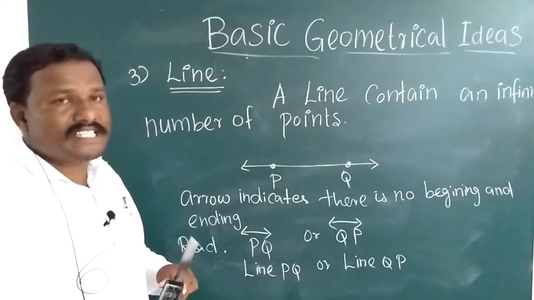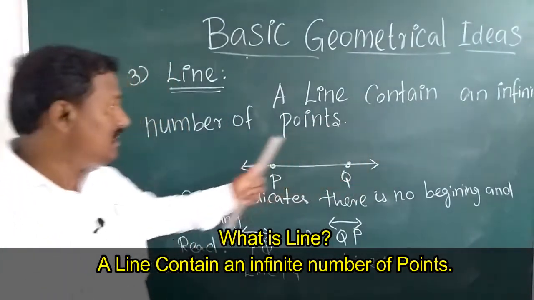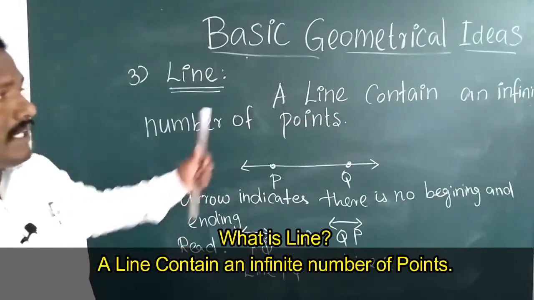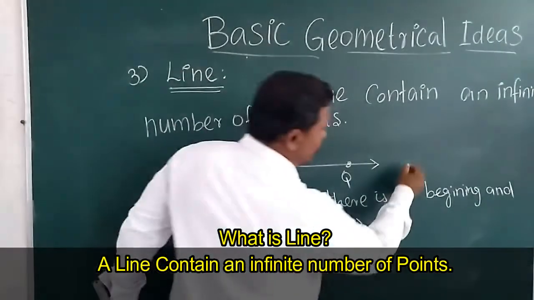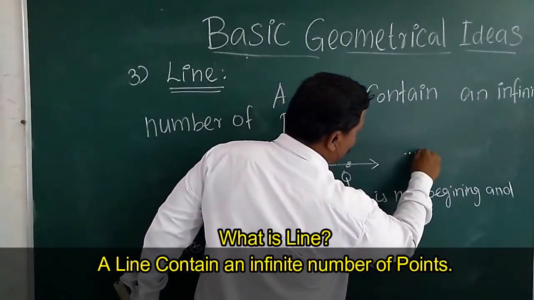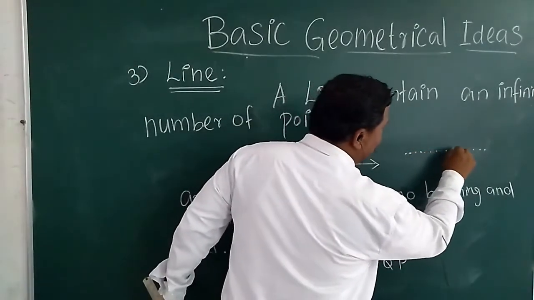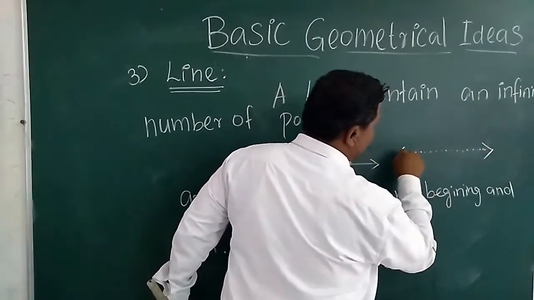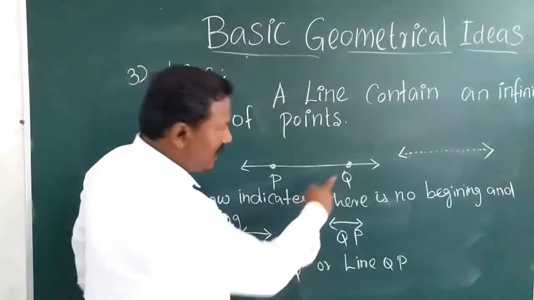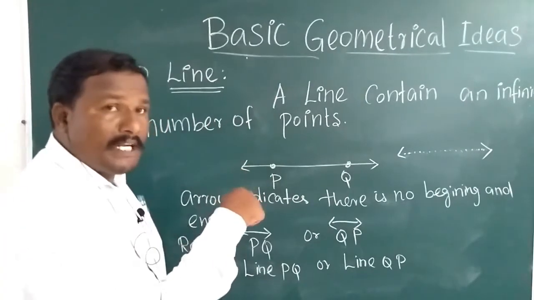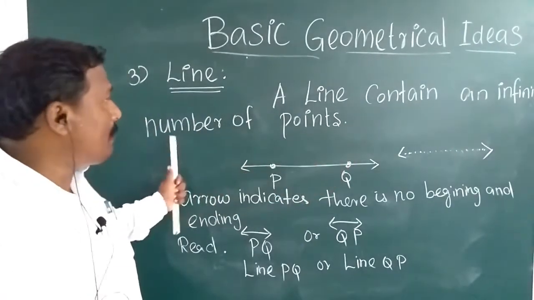Next, let me discuss what is line. The definition of line: a line contains an infinite number of points. Example, if you take this line, this is a line. If you join all the gaps, this line is made by a number of dots, a number of points. So that's the definition: a line contains an infinite number of points.